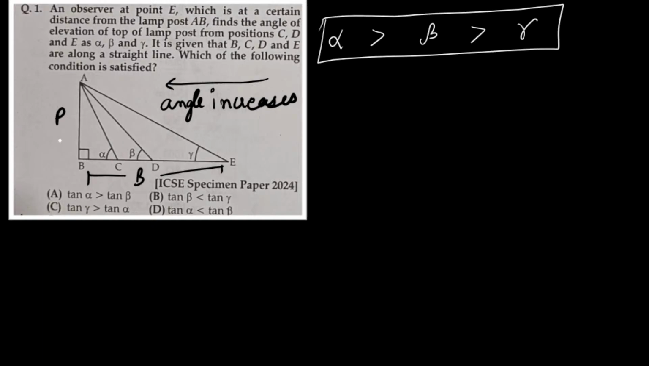The value of angle will increase. So that means alpha is the greatest. That means alpha is greater than beta and beta is greater than gamma. So this thing you should always know: the inner angle will always be the greater angle. As we are going towards the perpendicular, that means opposite of the angle, the value of angle will always increase. So that you have to remember.